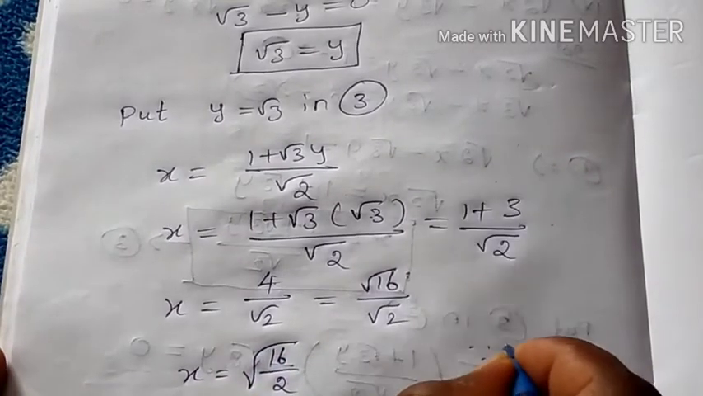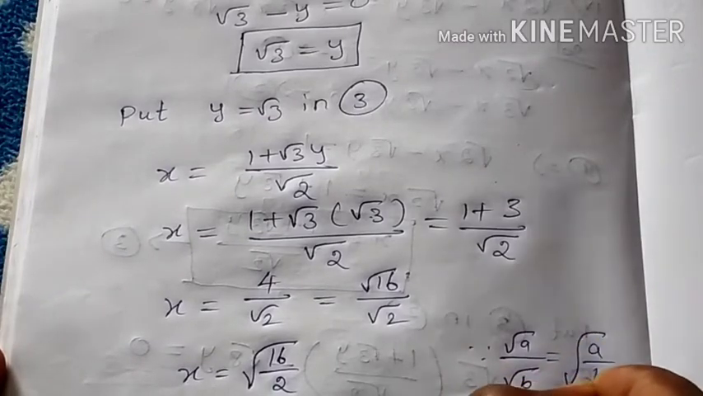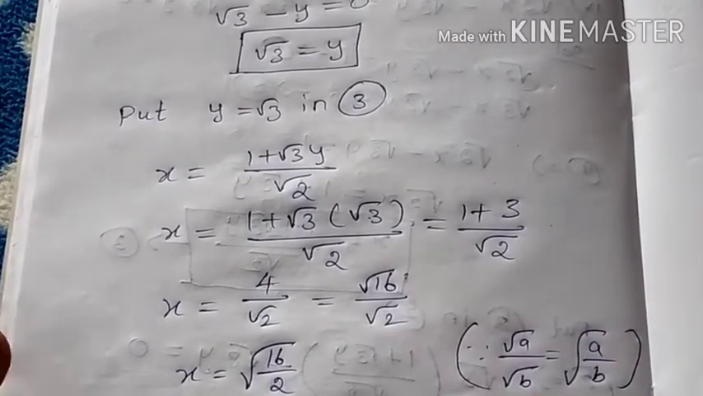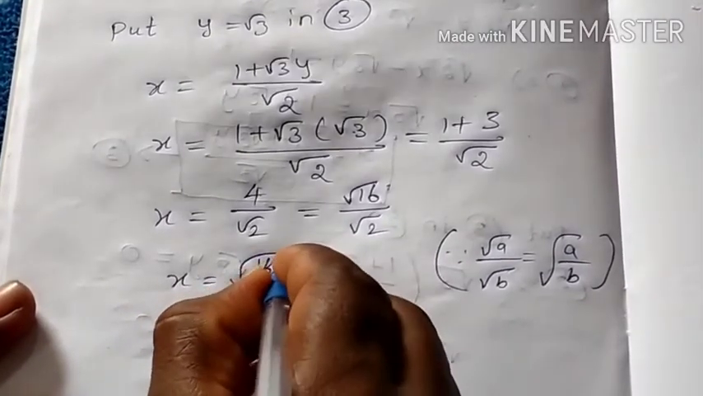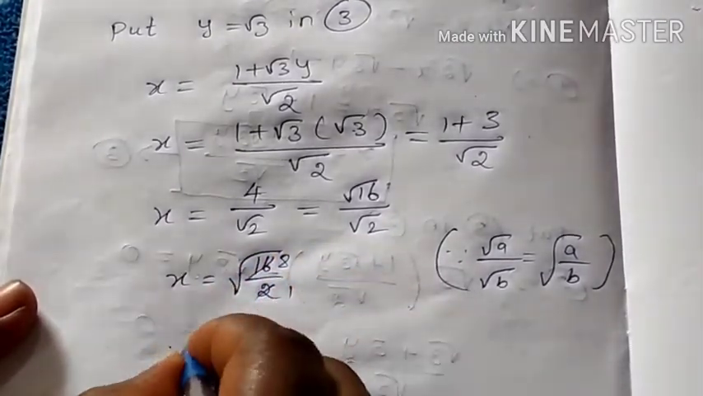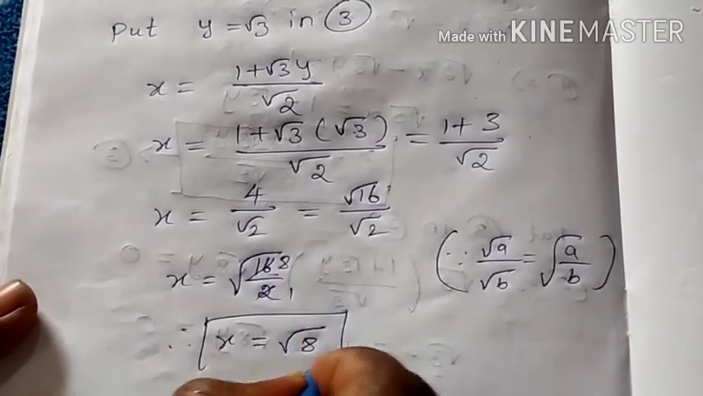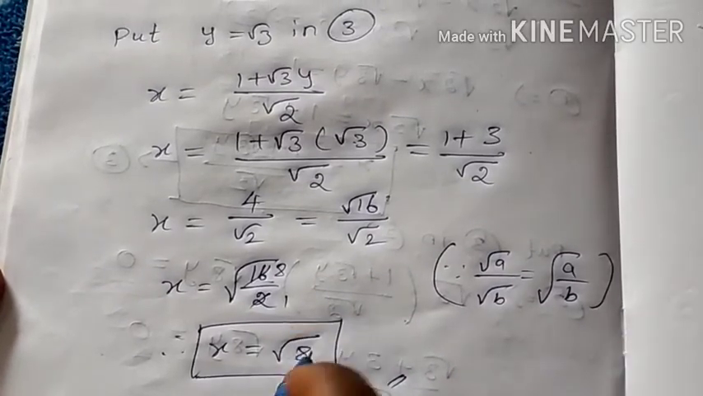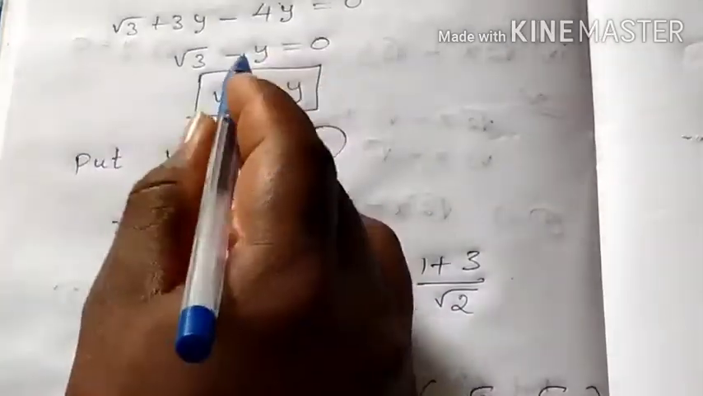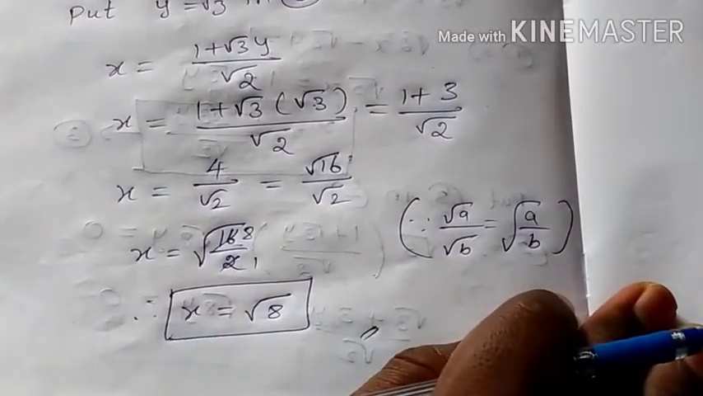This is also one of the laws: root a divided by root b is equal to root of a by b. This is also your formula. So 1 2 is 2, 8 2s are 16. Therefore x is equal to root of 8. Okay, that's all the answer. The value of x is root 8, the value of y is equal to root 3. Have you understood?